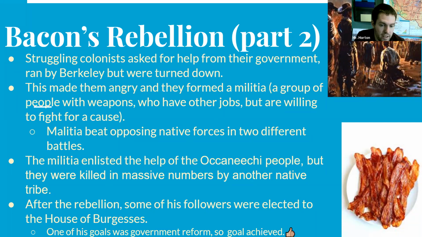So after this rebellion, some of the followers of Nathaniel Bacon's rebellion were elected into the House of Burgesses. And the House of Burgesses is the government building, the government setup of the colony of Virginia. And so this is one of Nathaniel Bacon's goals, was to get some of the poorer people into the House of Burgesses. That way they could start passing laws that would help those that were poor in the colonies.